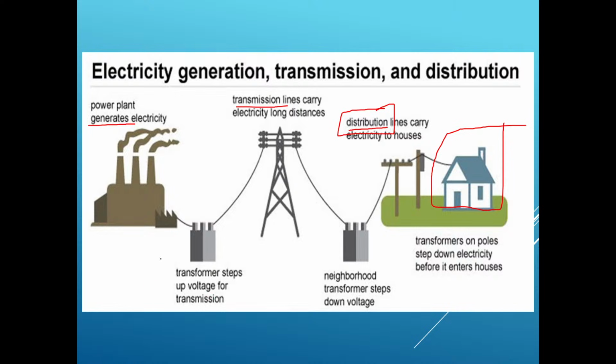So that's what the title says: electricity generation, transmission, and distribution. Electrical energy is generated, then it is transmitted, then it is distributed to various load sectors. Today we will mainly concentrate on only one load, that is the domestic load. Domestic load means our houses. We will concentrate more on our houses.